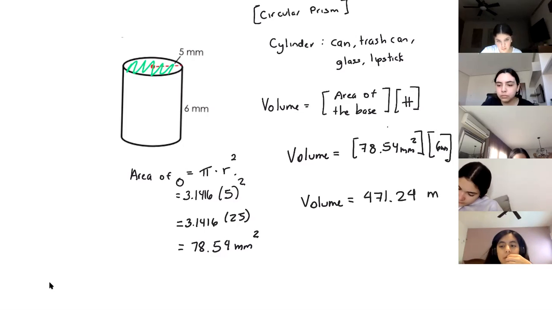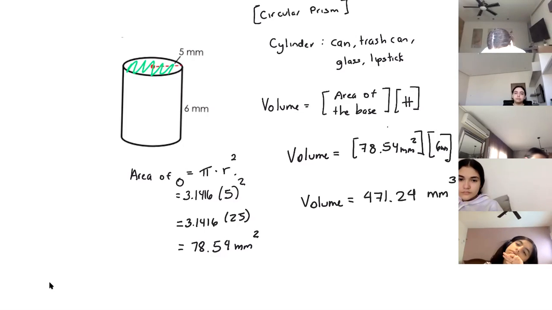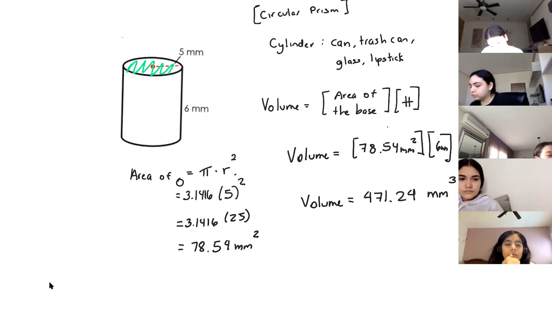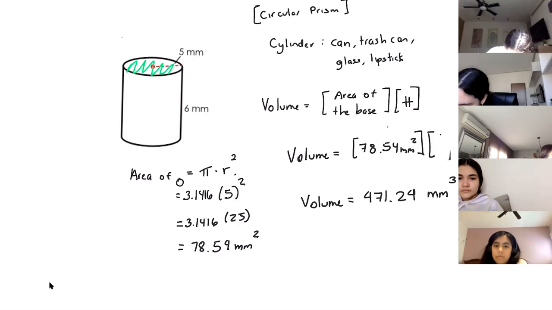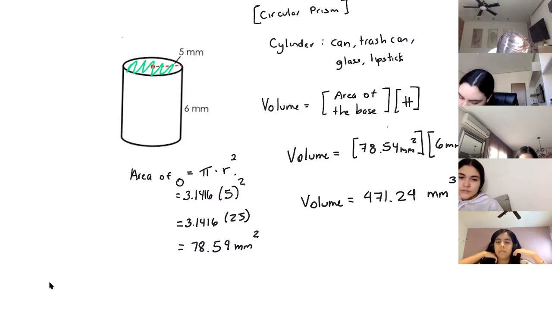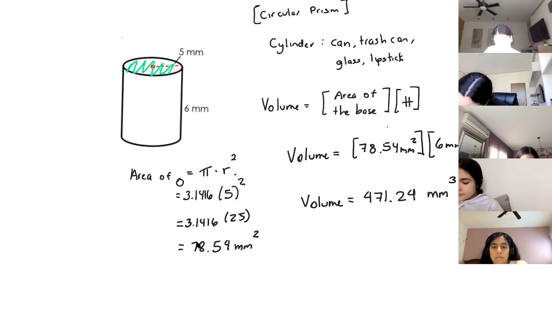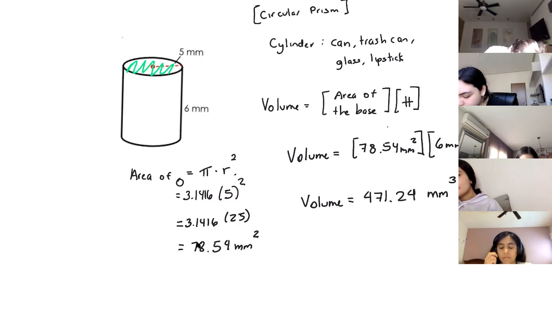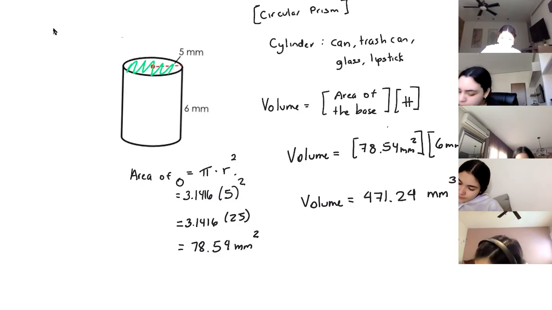Teacher. Yes? I don't understand very well. What does it say after, like, the brackets after the 78.54? I get it. Here, it's a 6 millimeter thingy. Sorry, it's the height of the figure. Once you have found the area of the base, which in this case is a circle, you multiply that area times how tall your figure is. Is everybody following what we are doing?